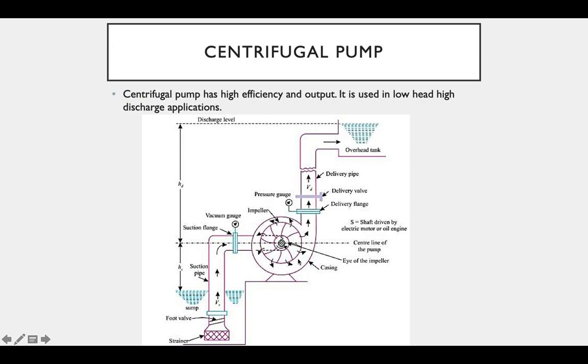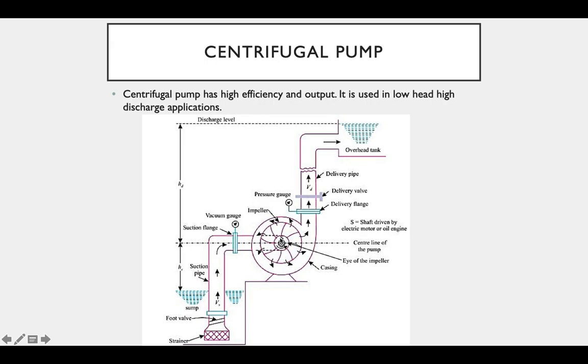Then water comes to the casing. Here the impeller rotates and the angular momentum is imparted, due to which the fluid rises. Here the delivery gauge measures the delivery pressure. Then once delivery valve is open, the fluid will move up and reaches the overhead tank. So before starting the pump, the delivery valve will be closed, priming will be done, and you will switch on the motor so that the impeller rotates and angular momentum is imparted. The delivery valve will be open and the fluid moves up to the overhead tank.